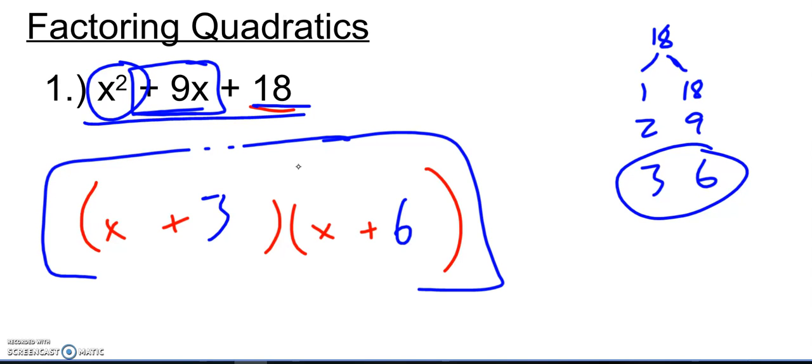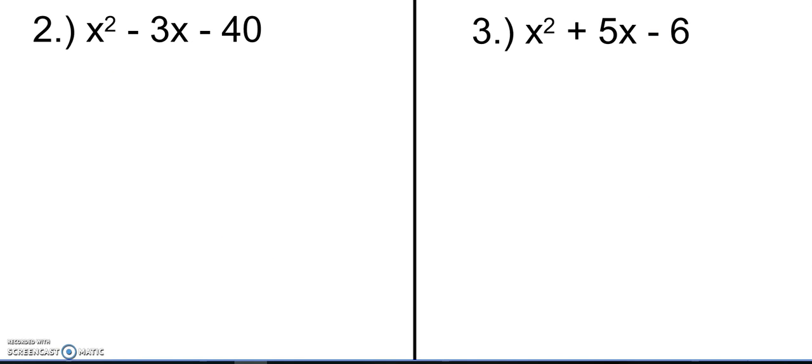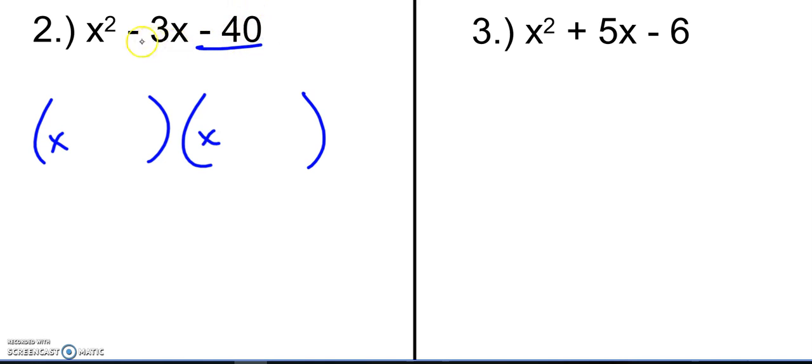Okay. So like I said, there's a table method I can show you in class as well that some of you may like. But basically what we're doing here is playing the game of, okay, we know our first two terms have to give us x squared, which is x times x. And then we're looking for two numbers that we can multiply to get negative 40 that add to give me negative 3. Okay, now we have some negative stuff going on. And here's where we need to use our knowledge of multiplication with negatives and positives.